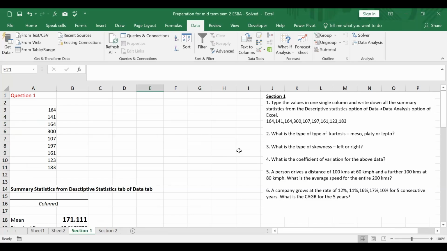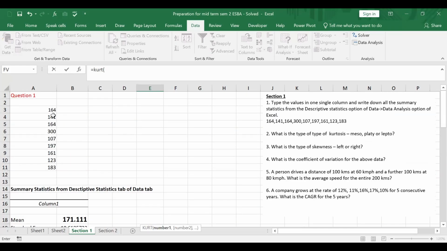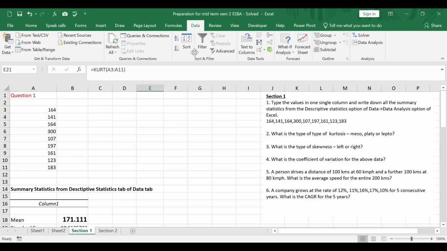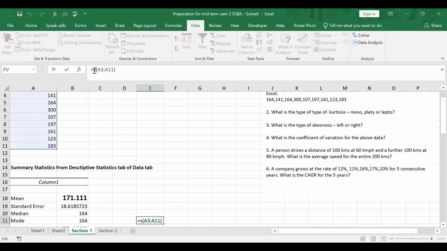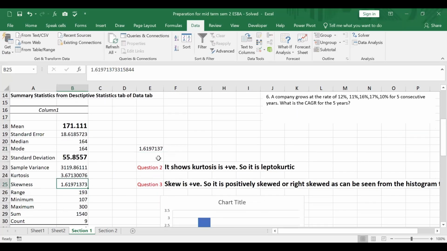What is the type of kurtosis it is? Kurtosis is written here 3.67, etc. Otherwise, you have to use a formula is equal to kurt and show the data here. That would have given the same kurtosis. Because I used descriptive statistics, see this same. And instead of kurtosis, if I wanted skew, all I have to do is change this kurt to skew. And I would have got 1.61, and the same 1.61 is there. So I don't need this because it is already here. Kurtosis is 3.6.